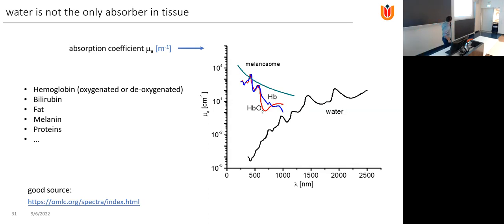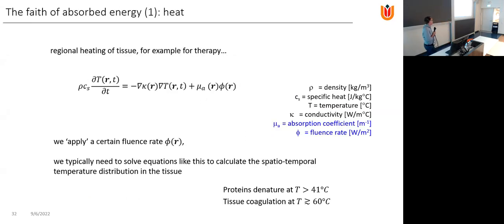Fatty tissue also absorbs. Melanin, the pigment in your skin that gives you skin color, is of course an absorber. Different proteins have different absorption spectra, etc., etc. If you ever need a good source for these absorption spectra, they are compiled at this website. So what happens to this absorbed energy? Well, it can be converted into heat.